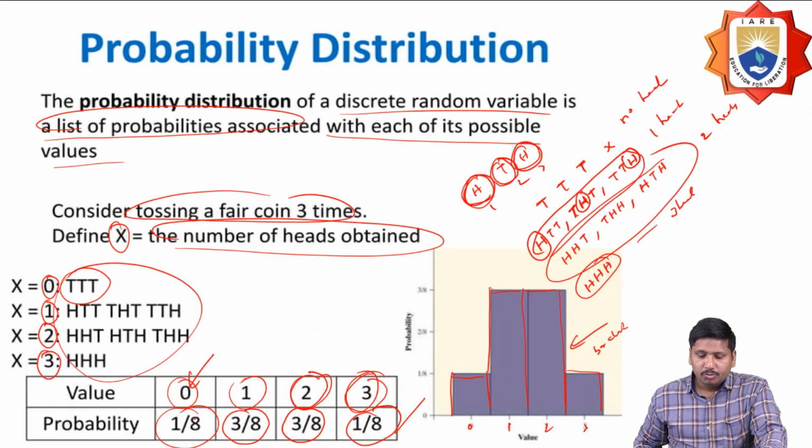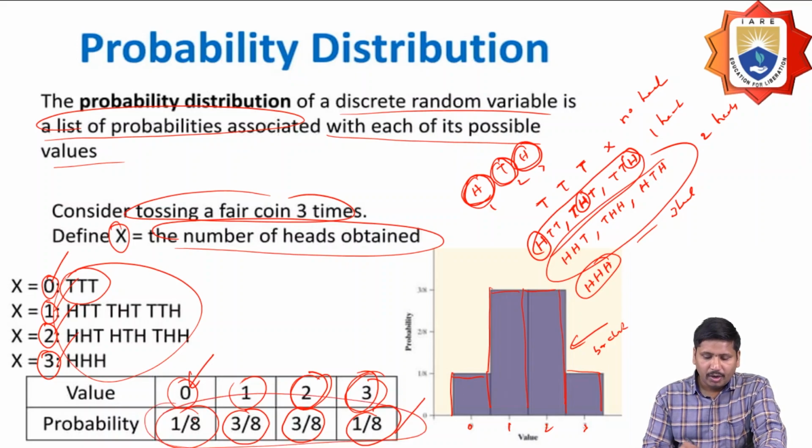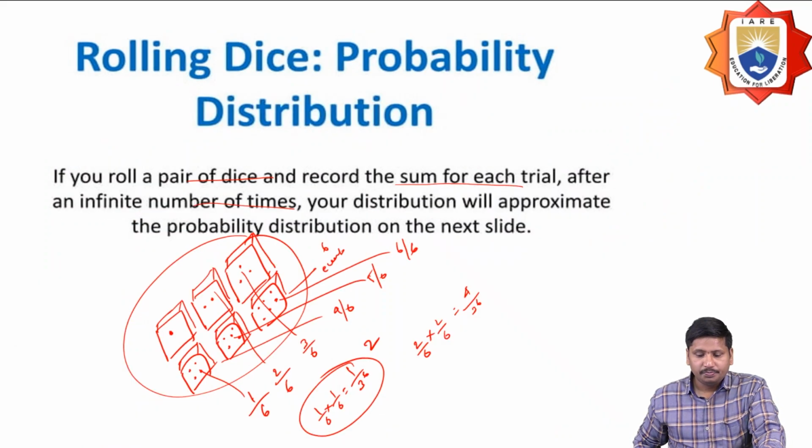So the probability distribution, a simple example I told. How can I calculate this? Tossing a fair coin 3 times. Here x is the discrete random variable, that means obtaining the number of heads. So the probability of getting 0 heads, 1 head, 2 heads, and 3 heads. The possible outcomes are 8. Out of that, I'm going to calculate the probability value of each and every value.